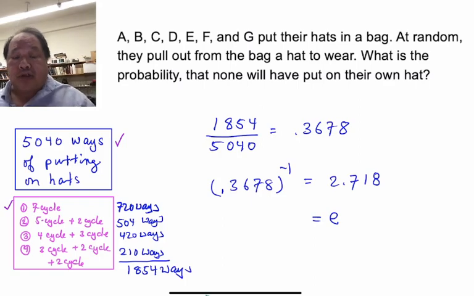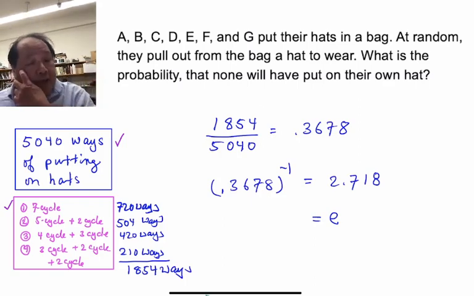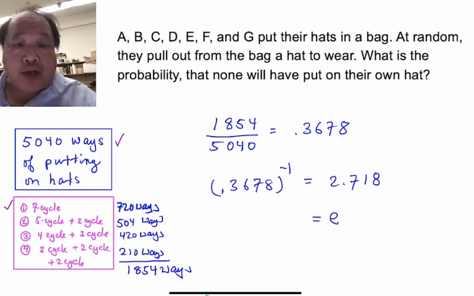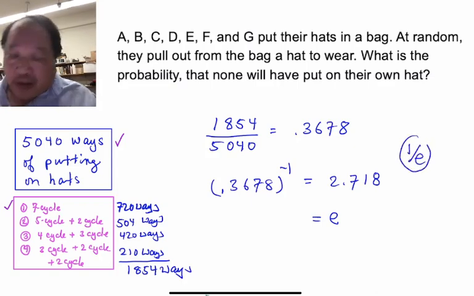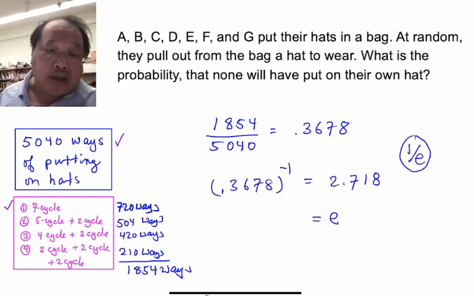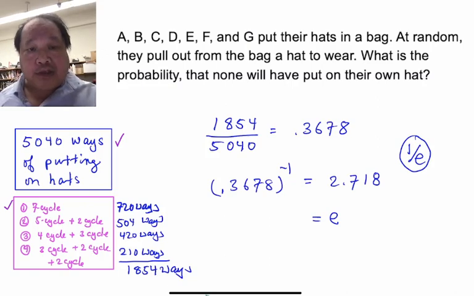And actually, it turns out, as the number of brothers increases, the probability that none will wear their own hat goes to 1 over e. And so this is a problem where the irrational number e in probability just naturally appears. And we'll do more examples like this in class.